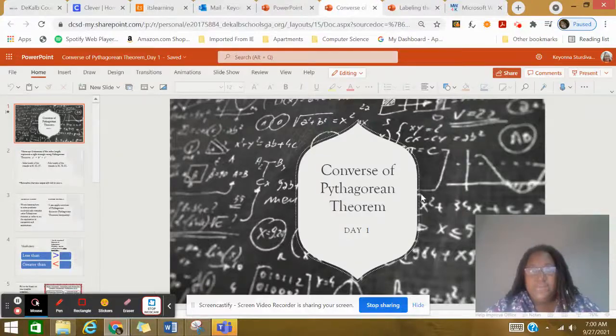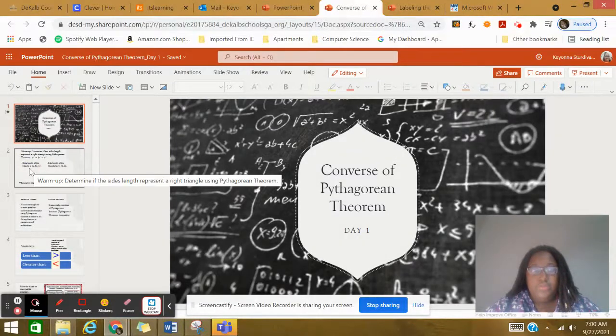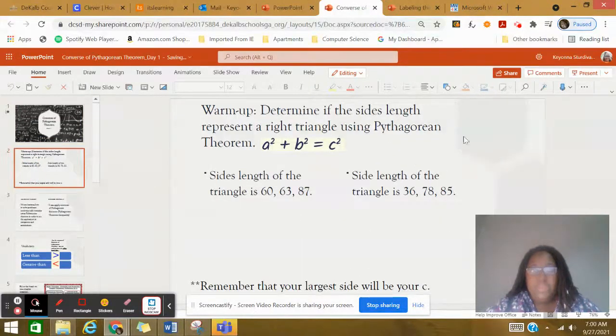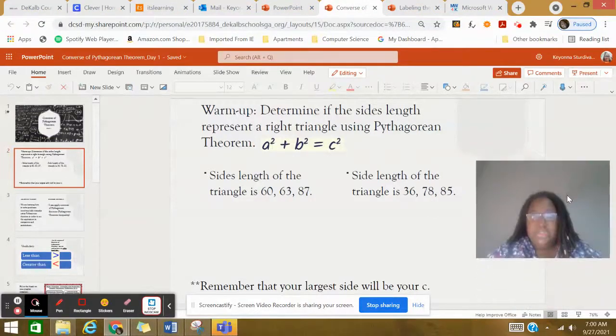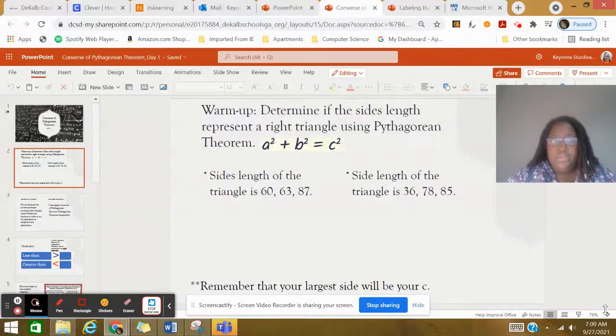Okay, so today in class we're looking at the converse of the Pythagorean theorem, and this is day one for some, and some of y'all are already on day two. Your warm up for today is asking you to determine the side lengths of the triangle and see whether or not it's a right triangle.